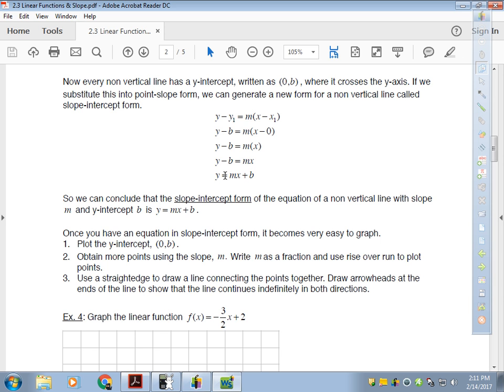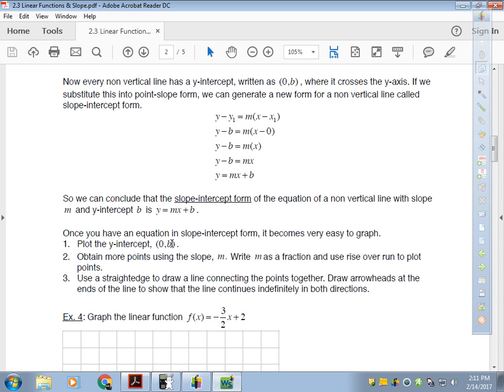Now, why would we ever want this form? Well, this form is actually easier to graph than the one that we had up here. Because you have the slope and the y-intercept, you can graph it really simply. And so that's what we're going to do next. Here are our steps for graphing in slope-intercept form.